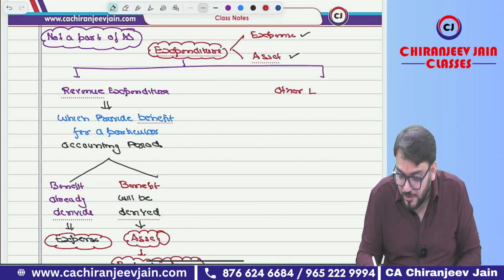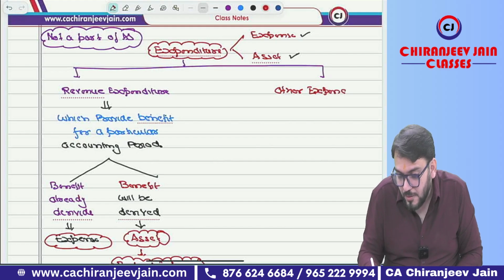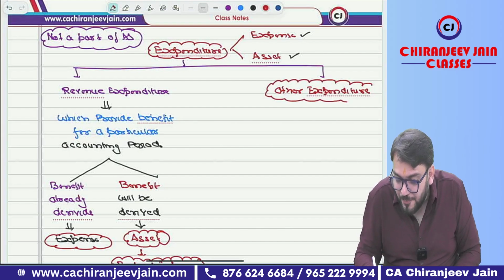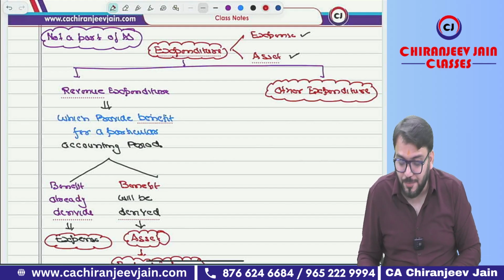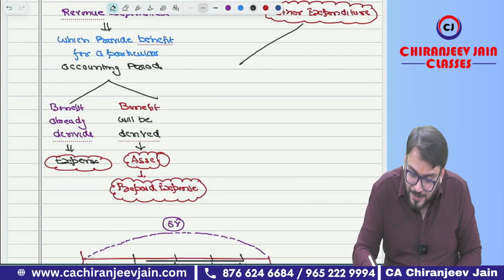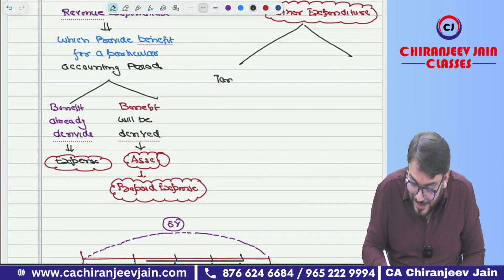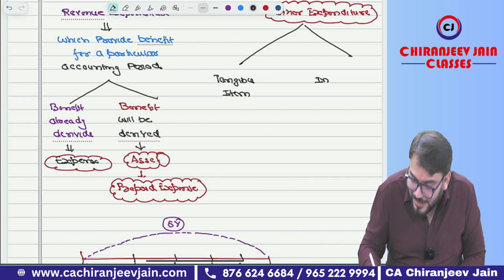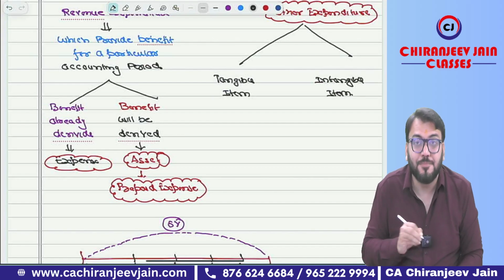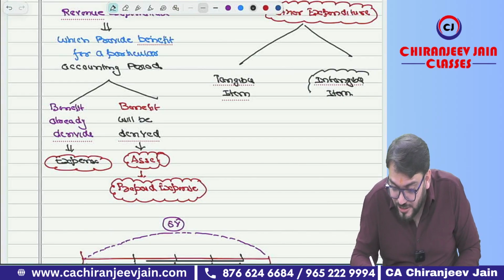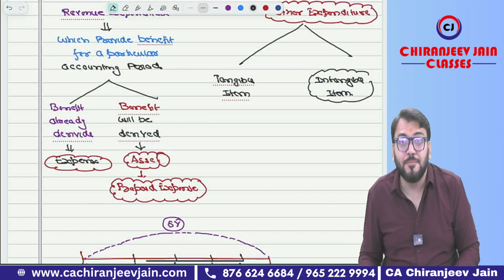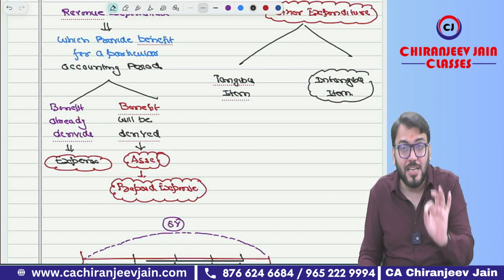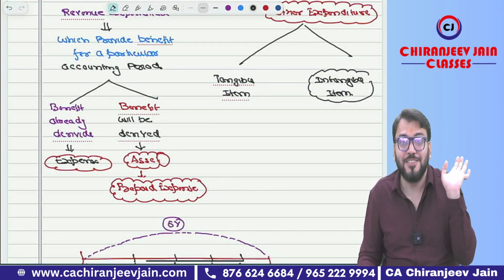So I will say any expenditure which is not a revenue expenditure will be other expenditure. Any expenditure which is not a revenue expenditure, meaning it does not provide benefit for a particular accounting period, is other expenditure. Now this other expenditure can be either on a tangible item or on an intangible item. Just try to understand. I have written item. Right now I have not mentioned intangible asset. So when I say intangible item, it is not an intangible asset till the definition and recognition criteria are satisfied.